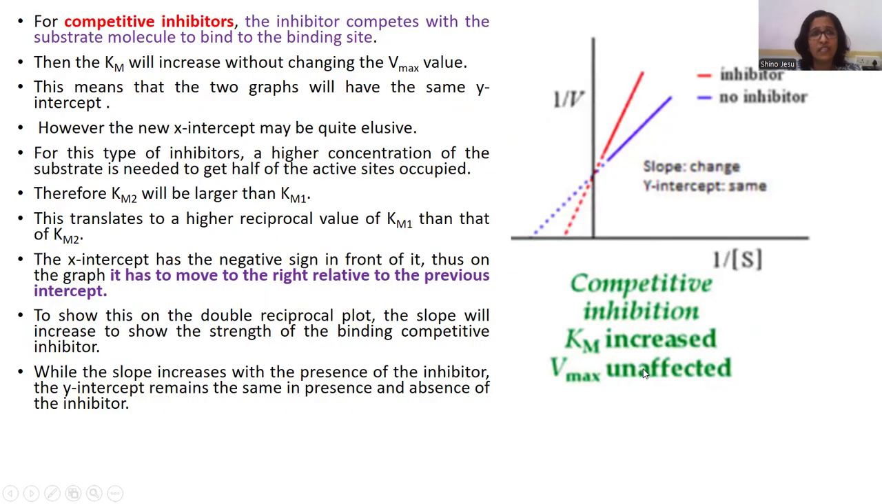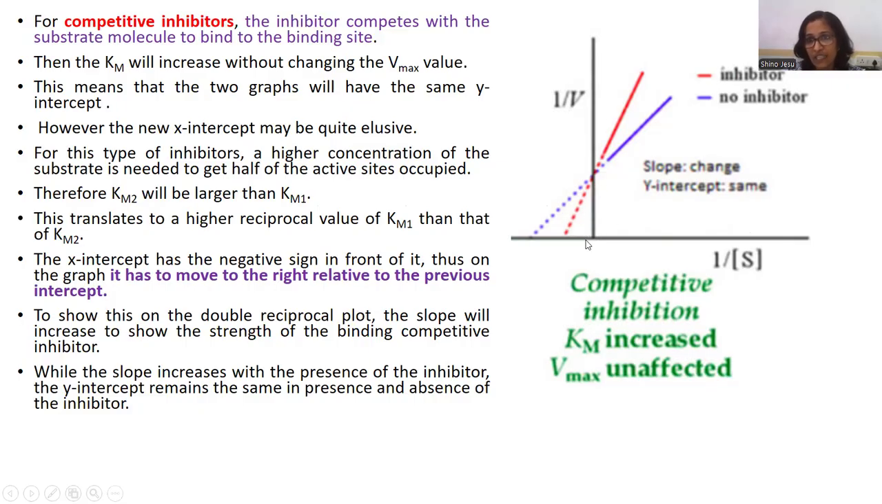For competitive inhibitors, the inhibitor competes with the substrate molecule to bind to the binding site. Then the Km will increase without changing the Vmax value, and this means that the two graphs will have the same y-intercept. You can see over here the same y-intercept. However, the new x-intercept may be quite elusive. For this type of inhibitor, a higher concentration of the substrate is needed to get half of the active sites occupied. Therefore, Km2 will be larger, because that is moving towards the side.